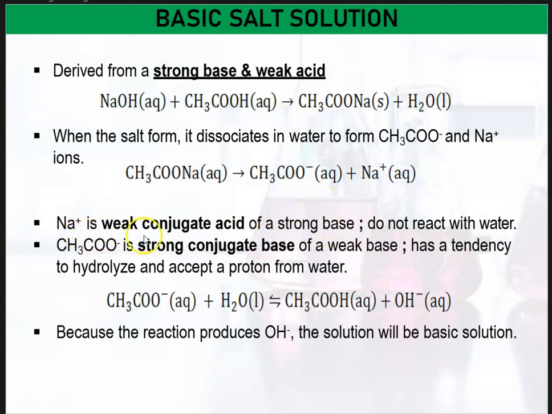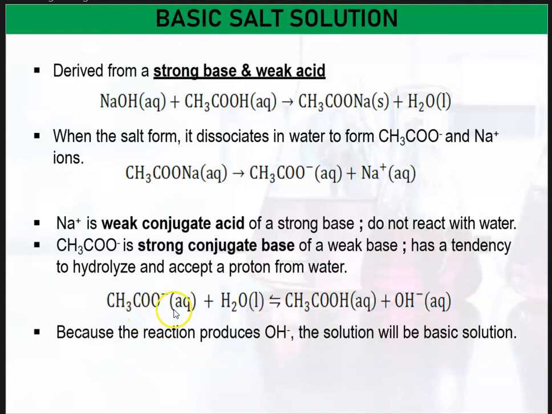Sodium ion is a weak conjugate acid of a strong base, so it will not react. Remember, a weak conjugate pair will not react. Only a strong conjugate pair will react. So the acetate ion is a strong conjugate base that formed from a weak acid, so it has a tendency to hydrolyze and accept a proton from water. So when the acetate ion hydrolyzes, this is the reaction for hydrolysis.